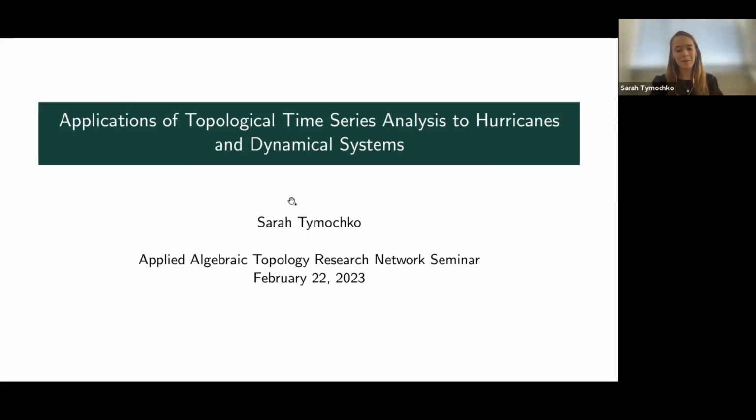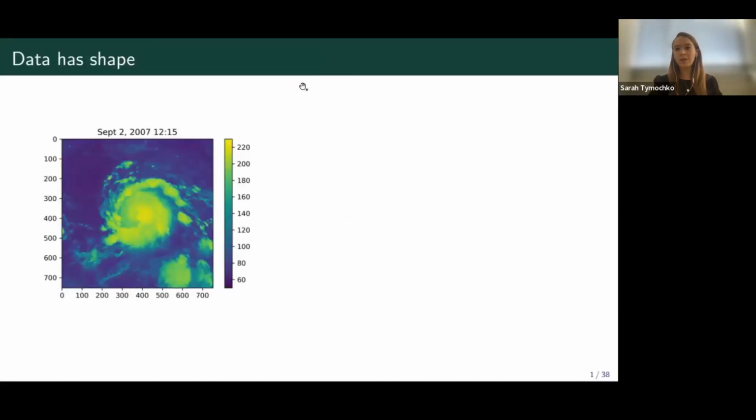So today I'm going to be talking about, as Teresa said, two different applications of using topological tools for time series analysis. These are two parts of the work that I did for my dissertation research at Michigan State, looking at changing structure in time using our topological tools.